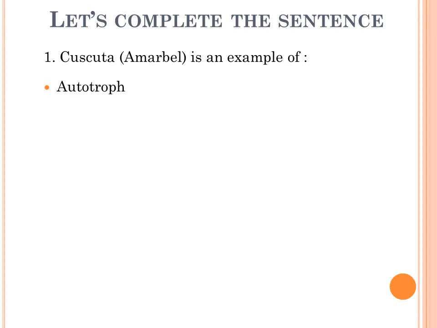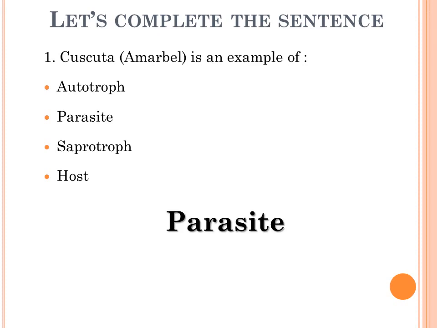Now on the basis of this, let's complete the sentence. Cuscuta, or amarbel, is an example of. You have to give the answer of this. It's an MCQ. Autotroph, parasite, saprotroph or host. Cuscuta is an example of what? As you all know, and we are doing it the third time, the answer is parasite.